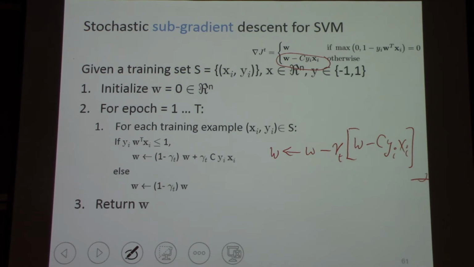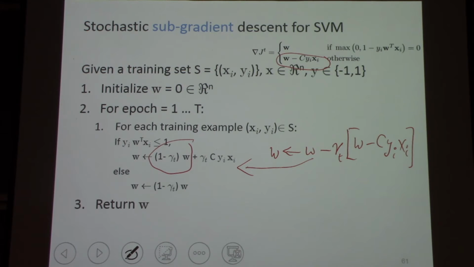And just when you clean this up, you get something like this. And now the update has two pieces to it. The first term, the first element here, still shrinks the W. What it's doing is trying to maximize the margin. The second term increases the value of W by some scaled version of yi xi.